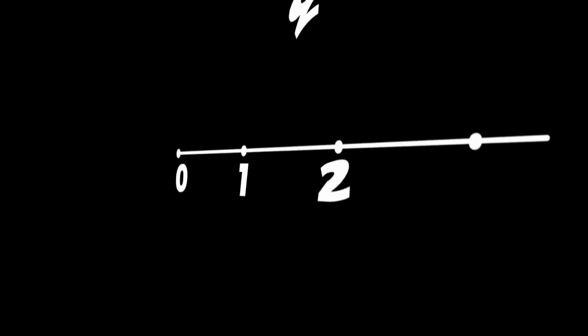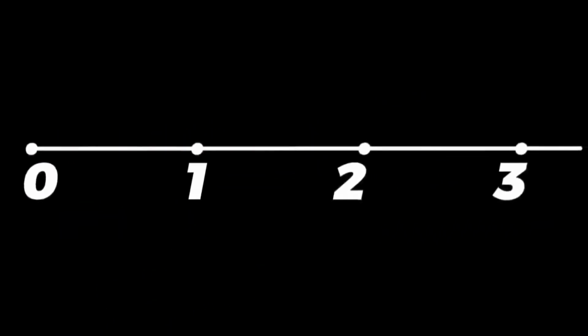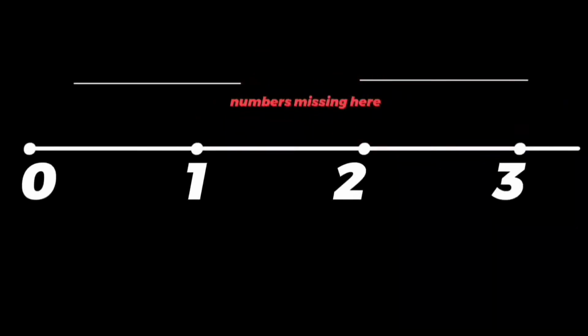Enough of single lines, let's see two lines. One line contains numbers between 0 and 1, the other contains numbers between 2 and 3. I call it two lines, because it lacks numbers between 1 and 2.